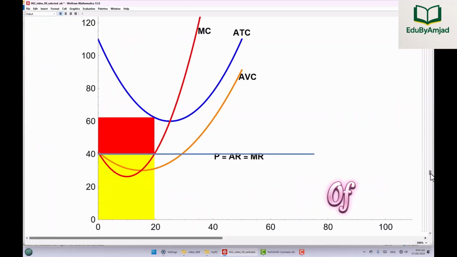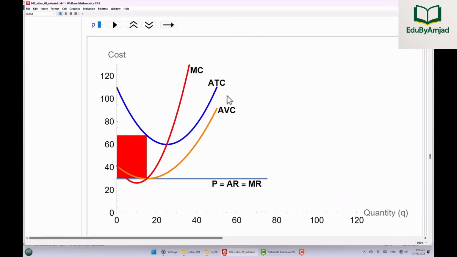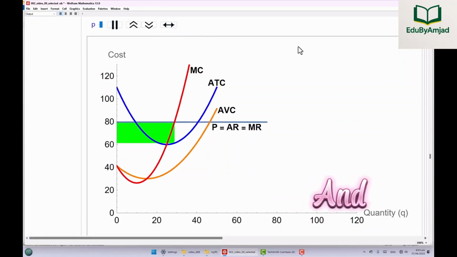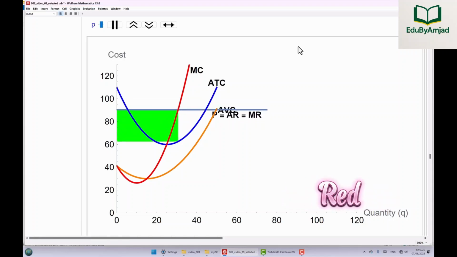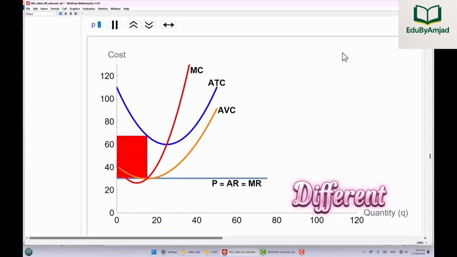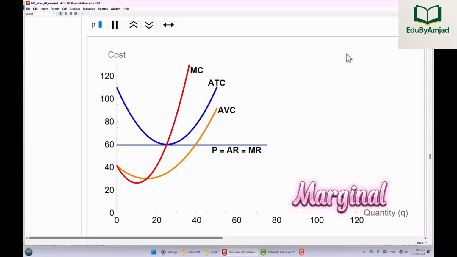This is the scenario of total loss calculation. It can be calculated as the area of the red region. This animation shows the profit and loss situations with green and red rectangles. Notice how the size of the rectangle changes because of different prices and its interaction with the marginal cost curve.